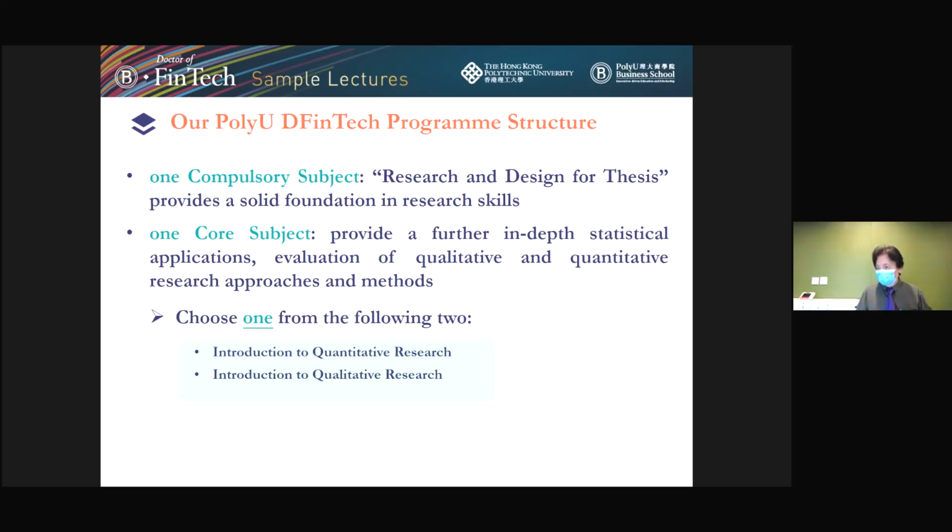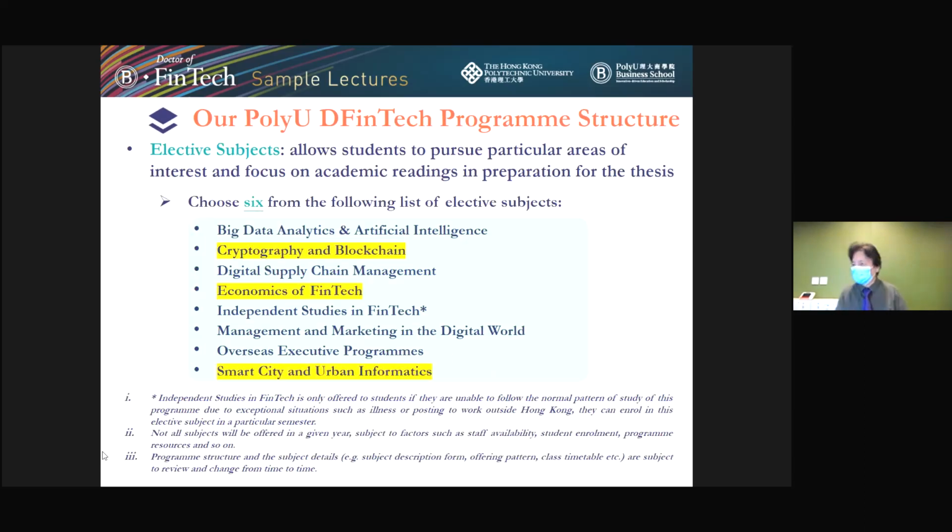And then the next one would be okay. So you have 1 compulsory and 1 core, and then you have 6 subjects you need to take. We don't have that many electives. Why? Because we want to oversee and go through all this. So these are the subjects you can choose. But of course, I encourage you to take two subjects. The first two are taught by our computing department's professors. The first one is big data analytics and AI. The second one is cryptography and blockchain.